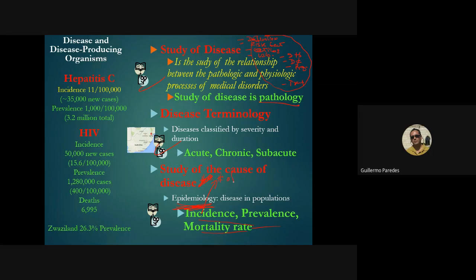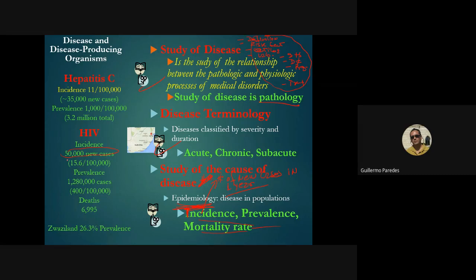number of new cases in 1 year. That is incidence. Just remember, incidence, I, one. So it is the number of new cases in 1 year. For example, HIV, we have 50,000 new cases every year. For diabetes mellitus, we have 1,200,000 new cases every year in the United States.